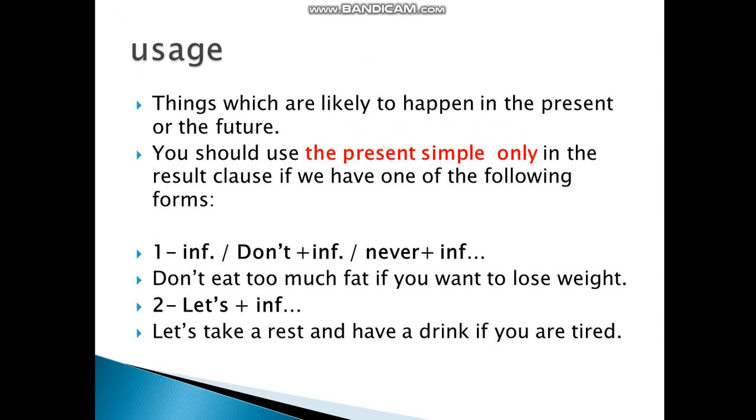But sometimes I can use only the present simple form in the result clause if we have one of the following forms. So, if I don't have one of the following forms, I'm free to use either present simple, present continuous, or present perfect. But in the following cases, I should only use the present simple form. What are these cases? The first thing is the imperative. Do something or don't do something. Here it is in infinitive, or don't plus infinitive, or never plus infinitive. Like, don't eat too much fat if you want to lose weight.